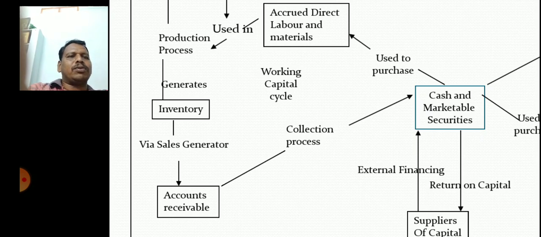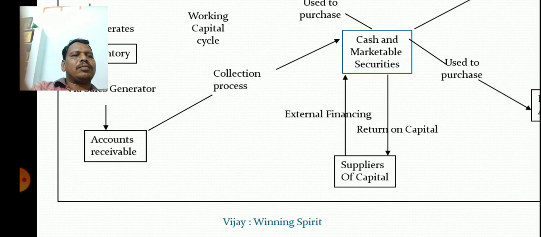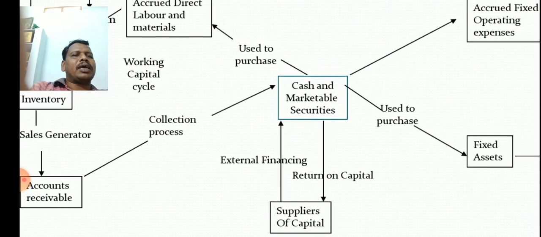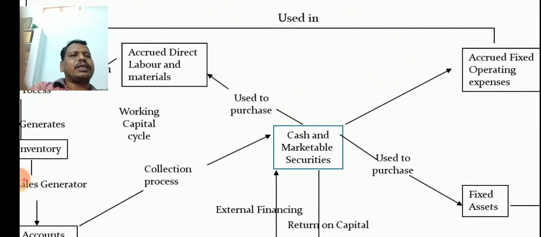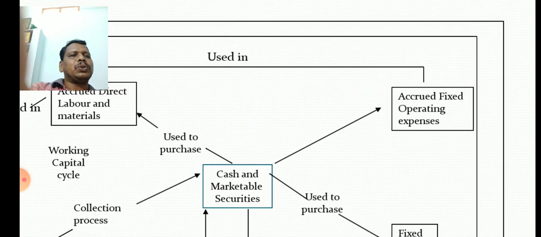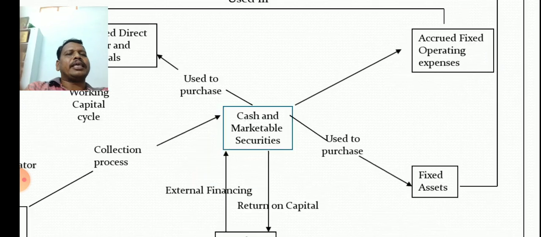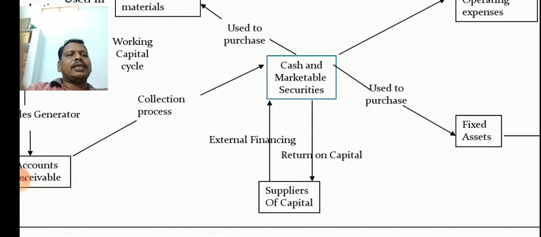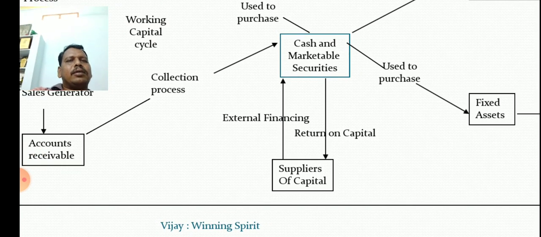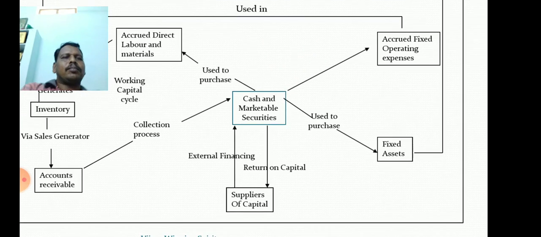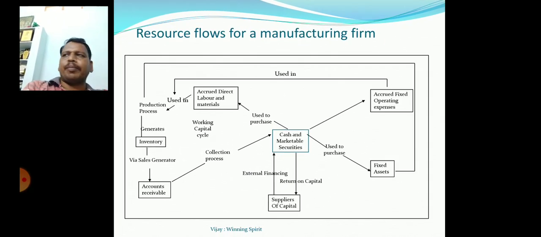Sales generates accounts receivables. Purchase generates payables. The same cash or marketable securities are used to purchase fixed assets, and to pay accrued fixed operating expenses. The suppliers will generate external financing, and the same cash and marketable securities are used as return on capital, that is called return on the investments made by the suppliers. This is the resource flow of a manufacturing firm.